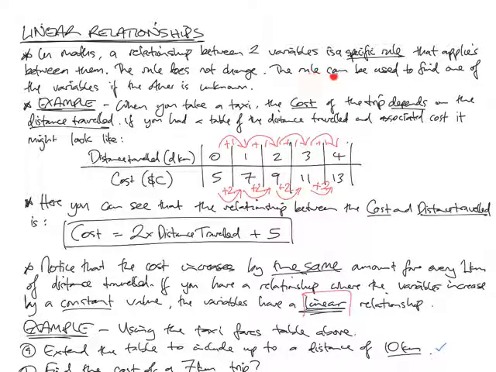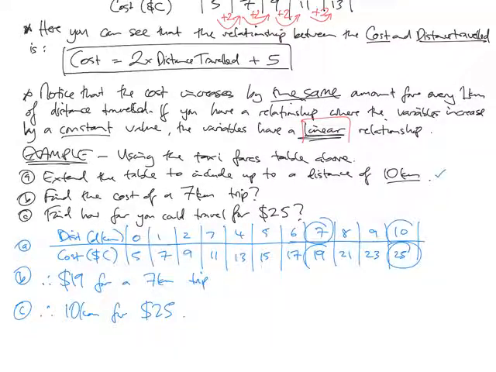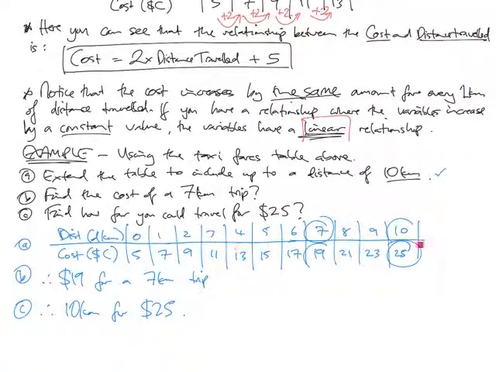So you can see those are examples of what I've set up here. The rule can be used to find one of the variables if the other is unknown. We've established the rule. We used the rule to draw the rest of the table out, and so we didn't know how far you could get using a $25 trip, but knowing that the relationship is constant, we had a look at $25 and it will get you a 10-kilometre trip. So that is linear relationships.